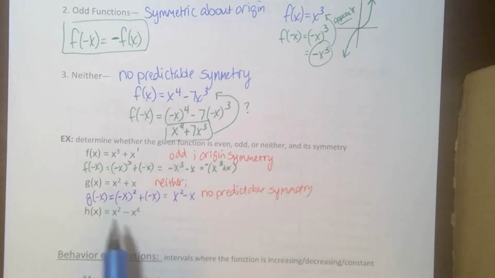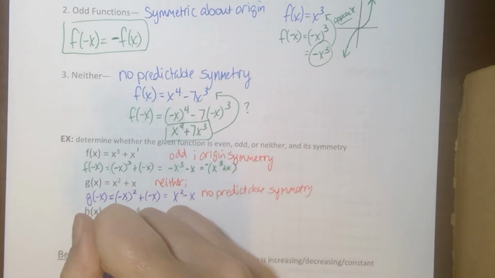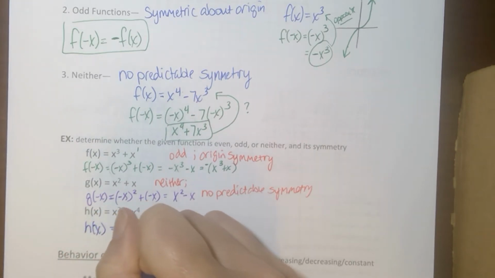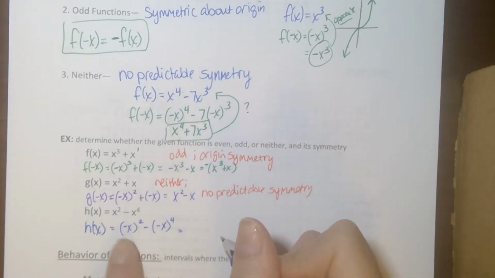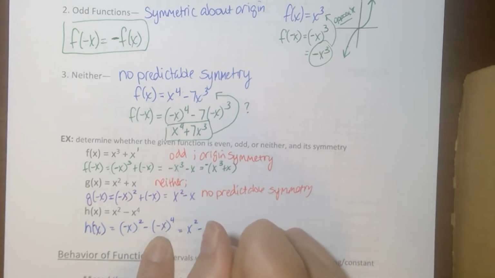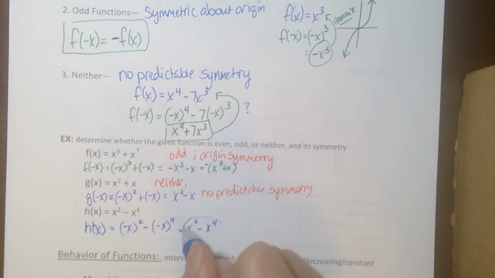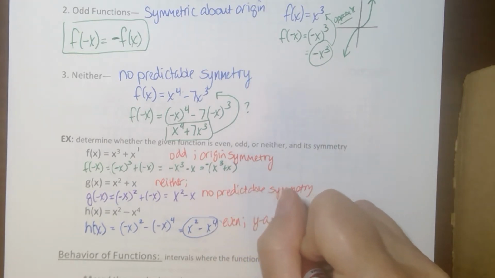h of x. As I evaluate it to start with, I see that I have 2 even exponents. That's promising. Even exponents ought to lead me to an even function. So if I plug in h of negative x, then I have negative x squared minus negative x to the fourth. And these two negatives are going to pair up, and that doesn't change. These 4 negatives all pair up, so that doesn't change. And I get out the same thing that I started with. Nothing changed. When nothing changes, I have an even function, and that gives me y-axis symmetry.